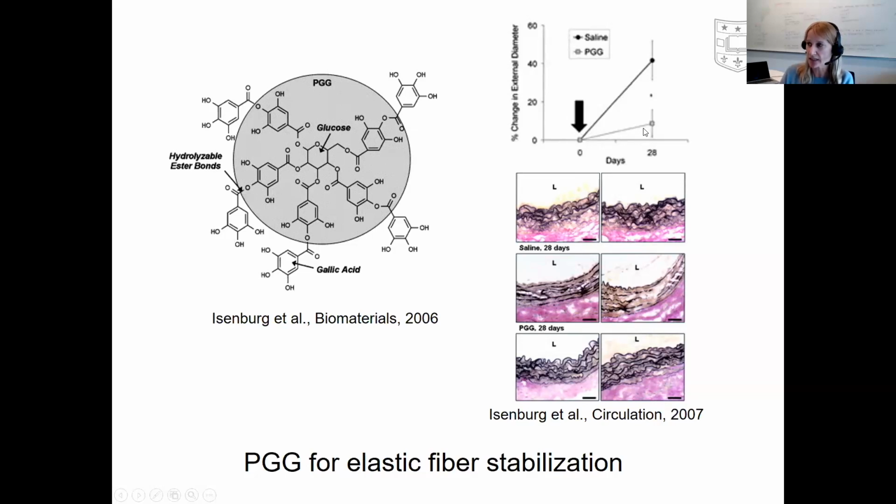If you put saline on the aneurysm, up here it grows 40%, but if you put PGG on it, it doesn't. And down here in the PGG case, we have maintained this elastic fiber integrity that is not there in the saline case. But abdominal aortic aneurysms are a very different disease than many thoracic aortic aneurysms and dissections, and there's a lot going on in vivo. So we wanted to look at just elastic fiber stabilization in an in vitro model.